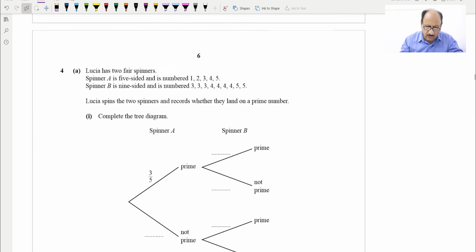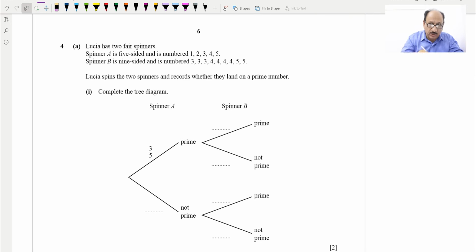Hopefully you understand this. Now here comes question number 4, and Lucia has 2 fair spinners. Spinner A is 5-sided and is numbered 1, 2, 3, 4, 5. B is 9-sided, and these are the numbers on the sides. Lucia spins the 2 spinners and records whether they land on a prime number.